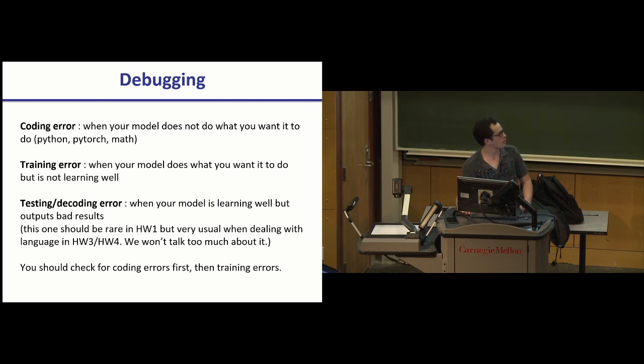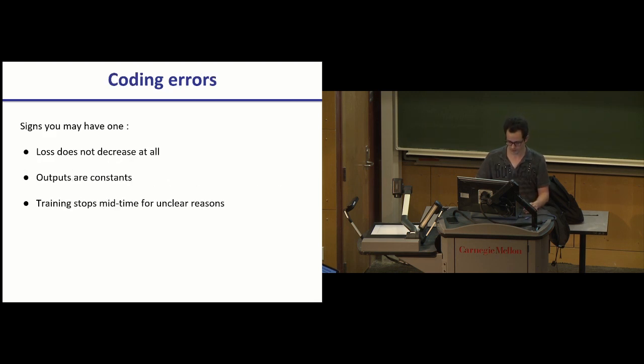The last one, in a classification example, rarely happens. We're going to have a slide about that, but it's only going to be important when you deal with sequential input and output in homeworks 3 and 4, so we're not going too much into that part. Generally speaking, you should first wonder, do I have a coding error? And if you've removed that possibility, look at training errors.